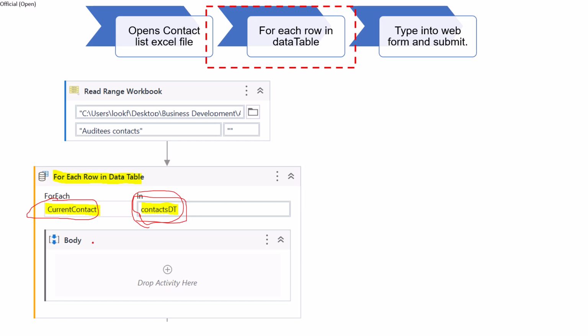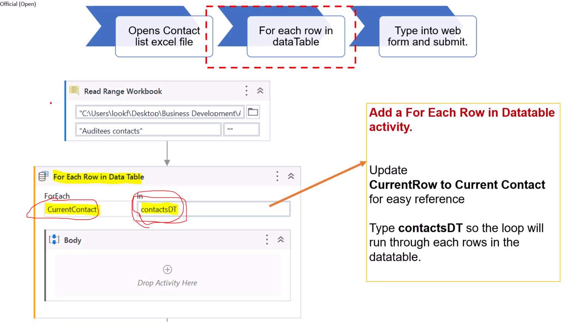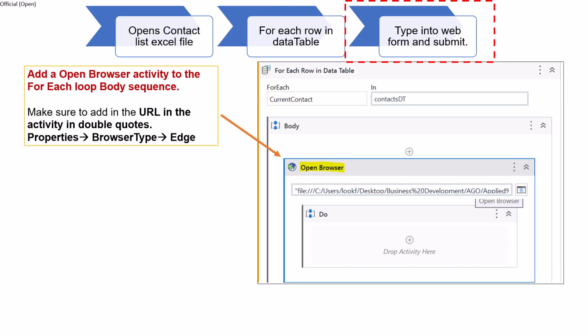Okay. Now we want to update. They will give you a default value, current row or row. So we're just going to update it to current contact like I have done here on the left side. And then finally, of course, you have to specify which data table it is, which is contact DT. Over here, you use an open browser activity. Now, if you are planning to use the new one, which is the use app, then simply do the use app activity, and you will open the website. So you do not need to use open browser, which is the old one.